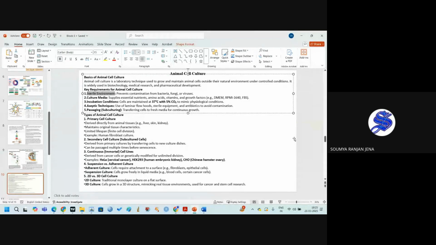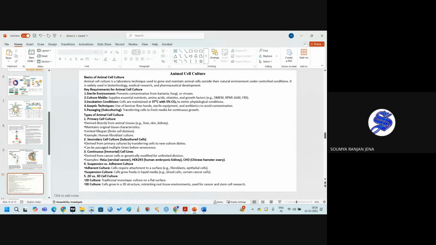Animal cell culture requires a sterile environment. Why a sterile environment? Because our body is infected daily with multiple bacteria or viruses, but our immune cells clear them. In laboratory conditions, there is no immune system. So animal cell culture occurs in a sterile environment, which prevents contamination from bacteria, fungi, and different types of viruses.